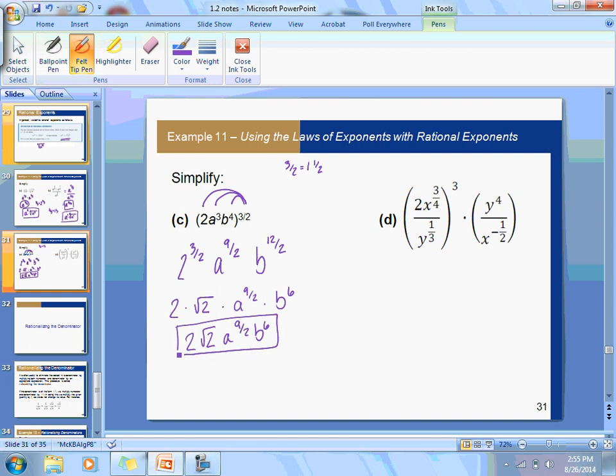Now if you wanted to break it down some more, you could. You could take that 9 halves and think of it as 4 1/2. So then this would be a to the 4th, and then you'd have a square root of a left over as well. So if you wanted to break that down one step further, you could. Now you've got 2 square roots. You have a square root of 2 and a square root of a.